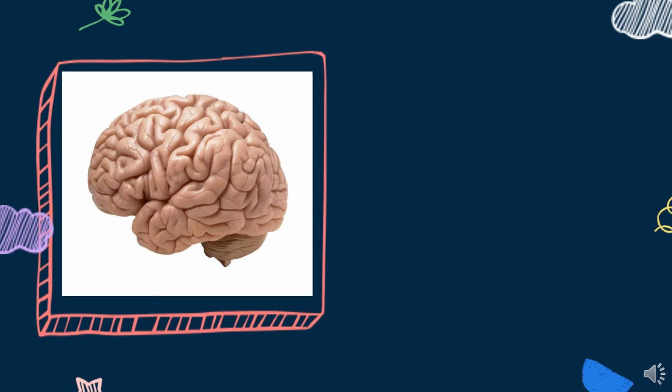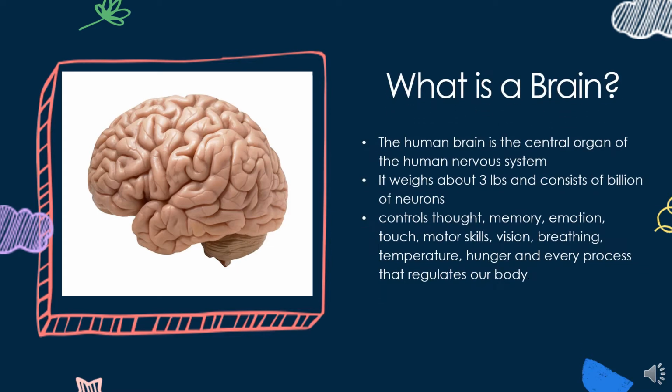So, what is a brain? The human brain is the central organ of the human nervous system. It weighs about 3 pounds and consists of billions of neurons. It controls thought, memory, emotion, touch, motor skills, vision, breathing, temperature, hunger, and every process that regulates our body.